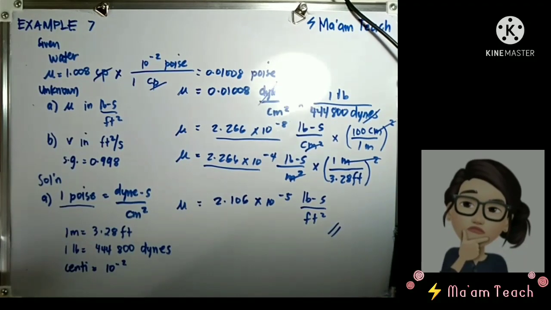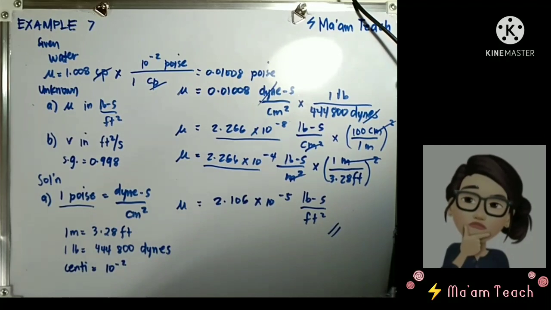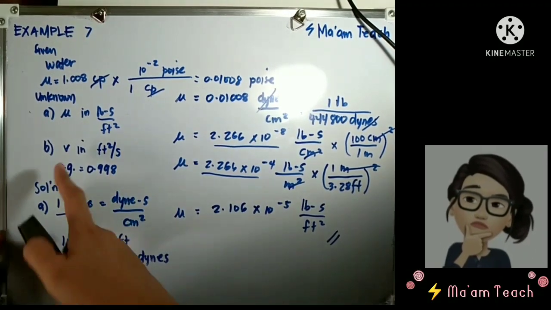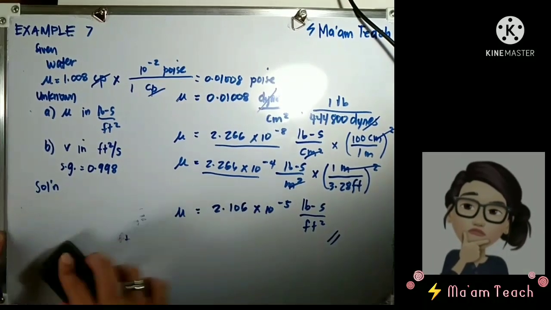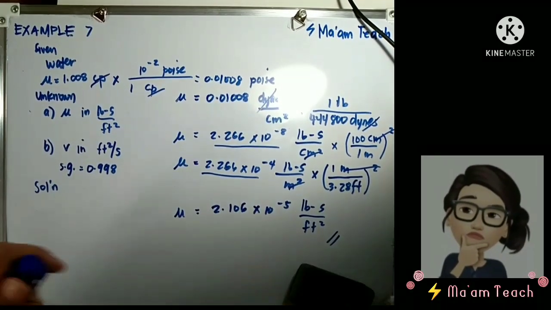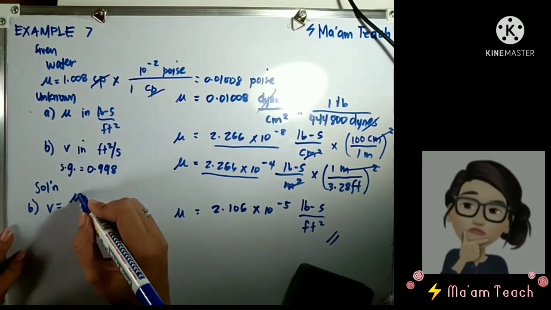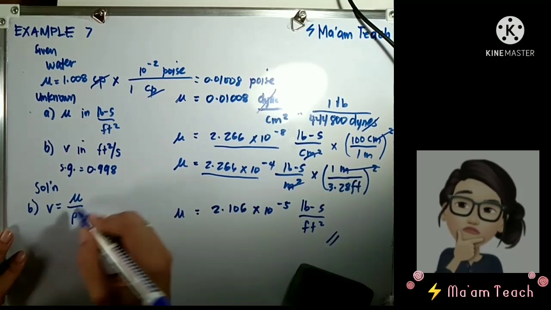Okay? So here it is. Kindly screenshot. There. Okay, so now for the letter B, our target is for the kinematic viscosity. Okay, let me erase this first. The kinematic viscosity is solved by dividing your absolute viscosity by your density.